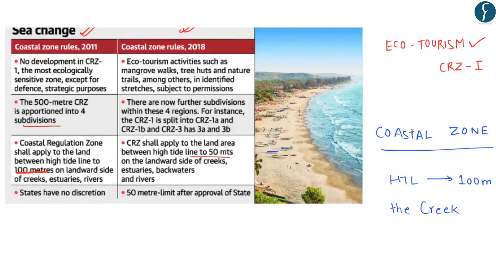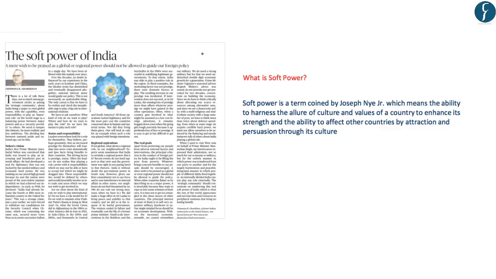With this, let's move on to the next news. The next news appears on page number 8. The news reads, "The soft power of India. A mere wish to be praised as a global or regional power should not be allowed to guide our foreign policy."